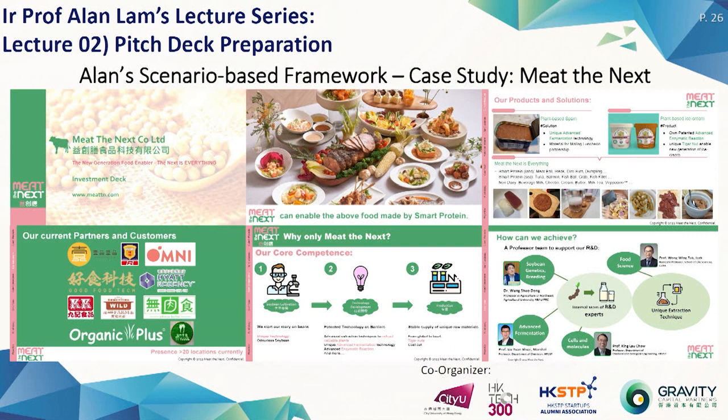Scenario based. By using the smart protein, actually the image that you see is a buffet. All the food can be made by their smart protein. Do you feel the impact? Do you feel the story? Okay, means what? Means their smart protein can make everything. So this statement is there. Meats or the next can enable the above food made by smart protein. Means that they can make everything.